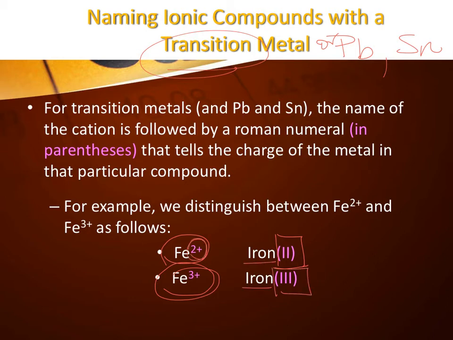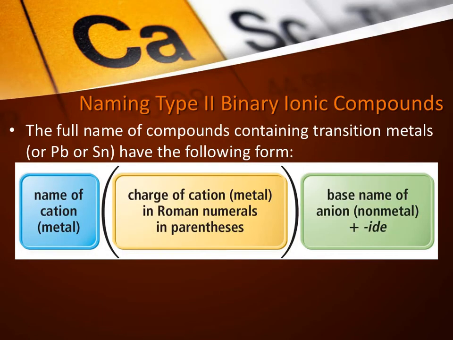So notice there's a +2 charge, so the name of anything with iron and a +2 charge is iron, parentheses, Roman numeral 2. If there's a charge of 3, the Roman numeral 3. So here's a summary of naming a compound with a transition metal. You still name the metal the same way.